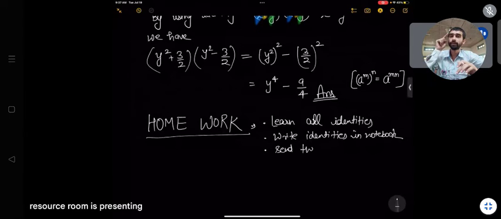So that's why everybody remember, cram all the 8 identities. These 8 identities which are here. And you can take the screenshot. These are also in the book. Note them down, learn them, and tomorrow we will have a test.